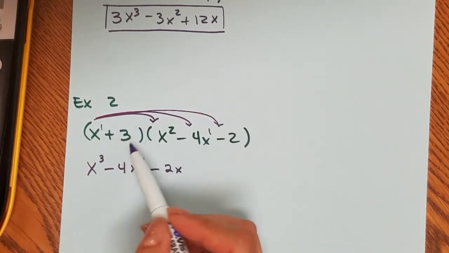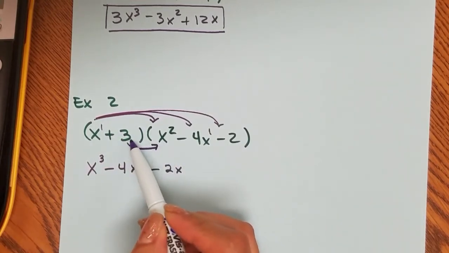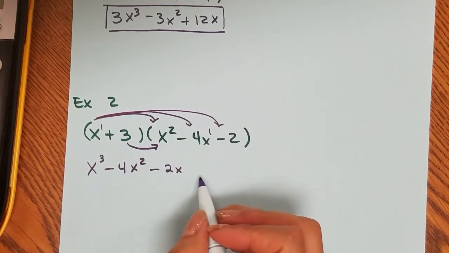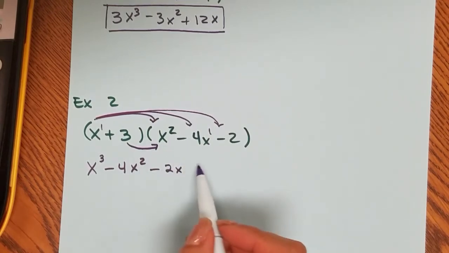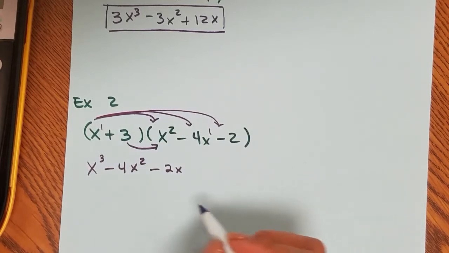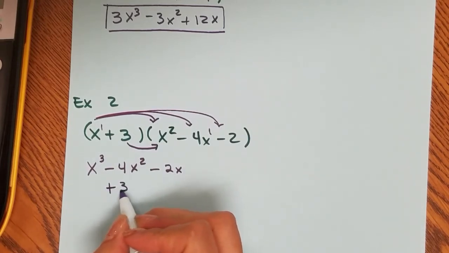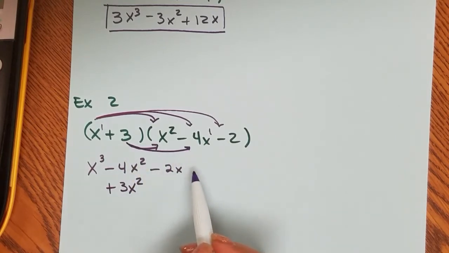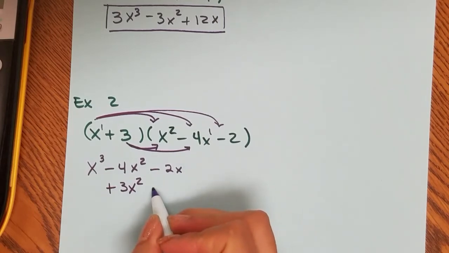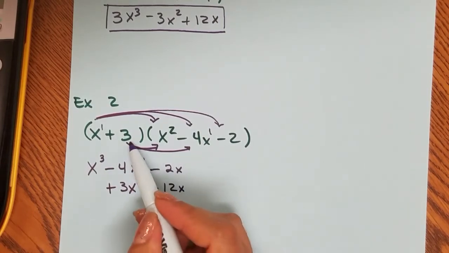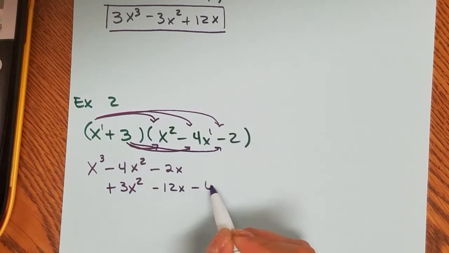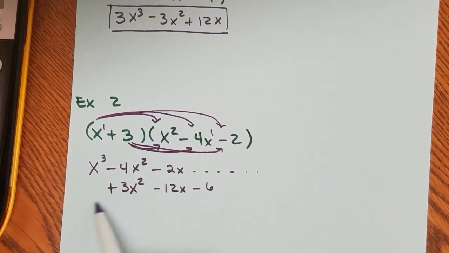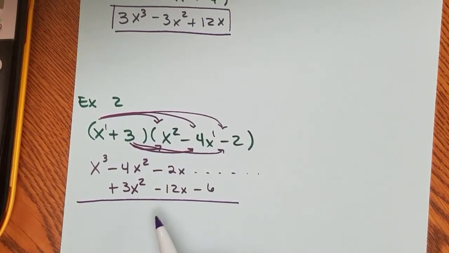Then you're going to finish it up using your last term here. So 3 times x squared is positive 3x cubed. Now you can continue to write them out this way, but I'm going to write it out underneath here. So positive 3x squared. 3 times negative 4x is going to give me negative 12x. And 3 times negative 2 is negative 6. Now, you could have written it out this way over here, but I like to line them up like this sometimes because it helps you identify which of the terms you need to combine.